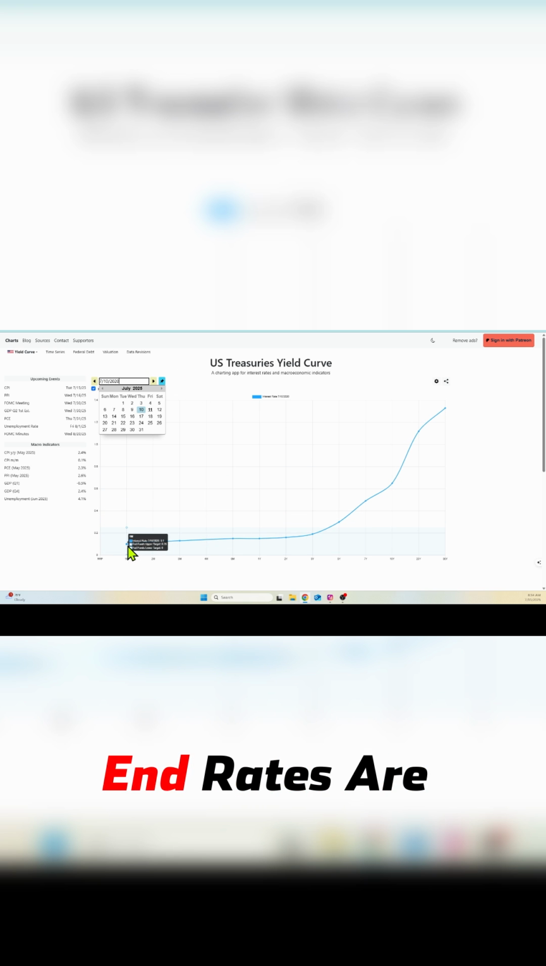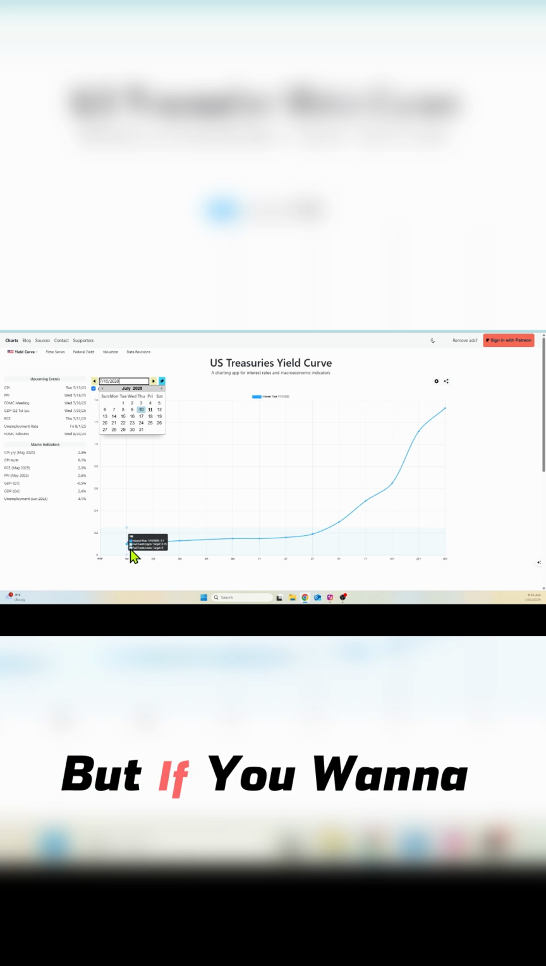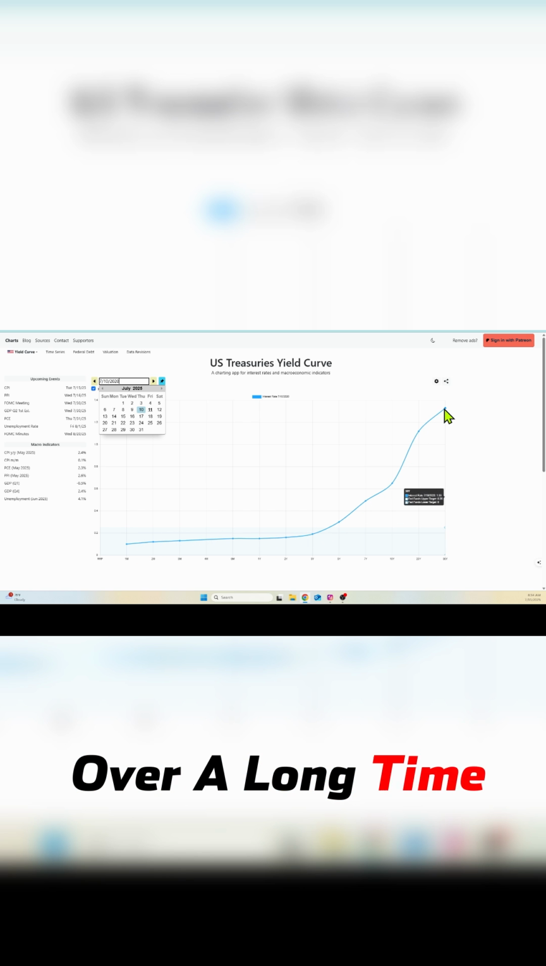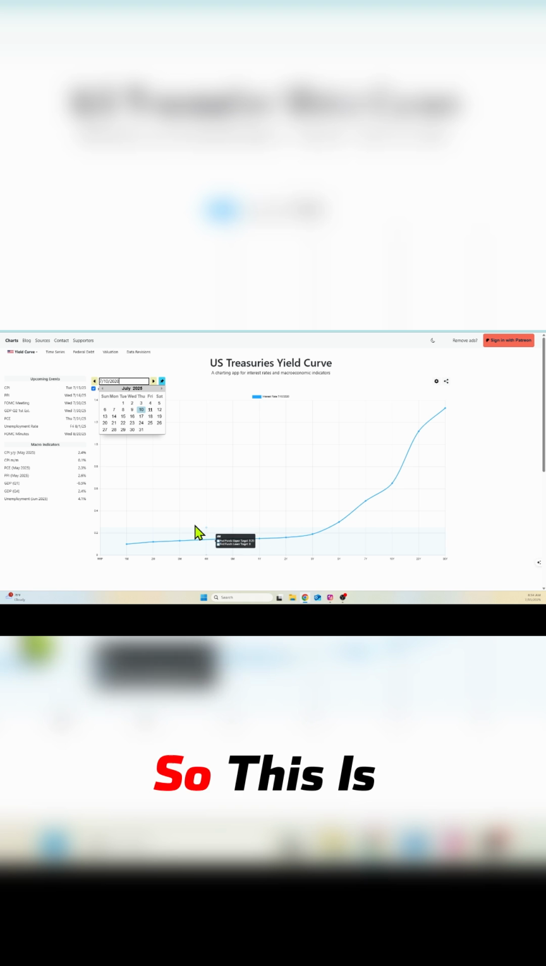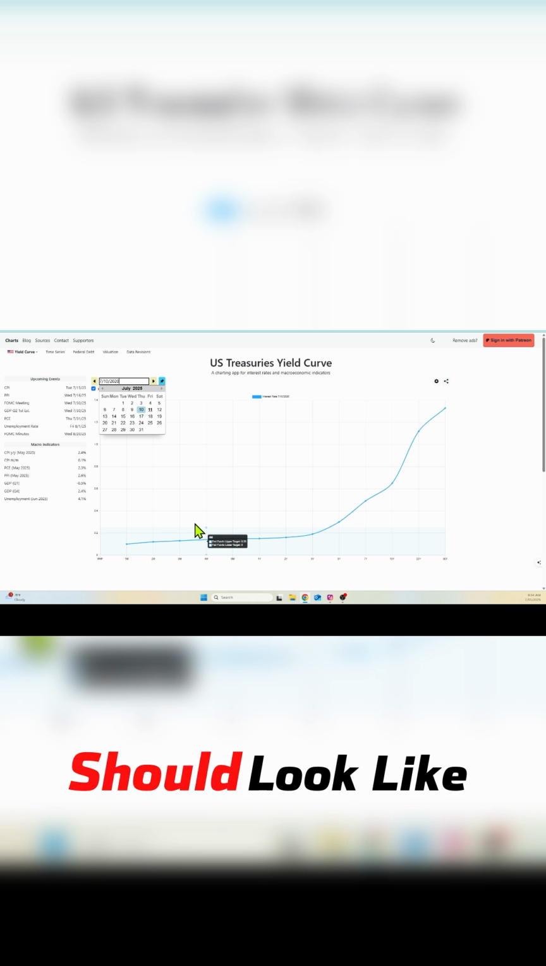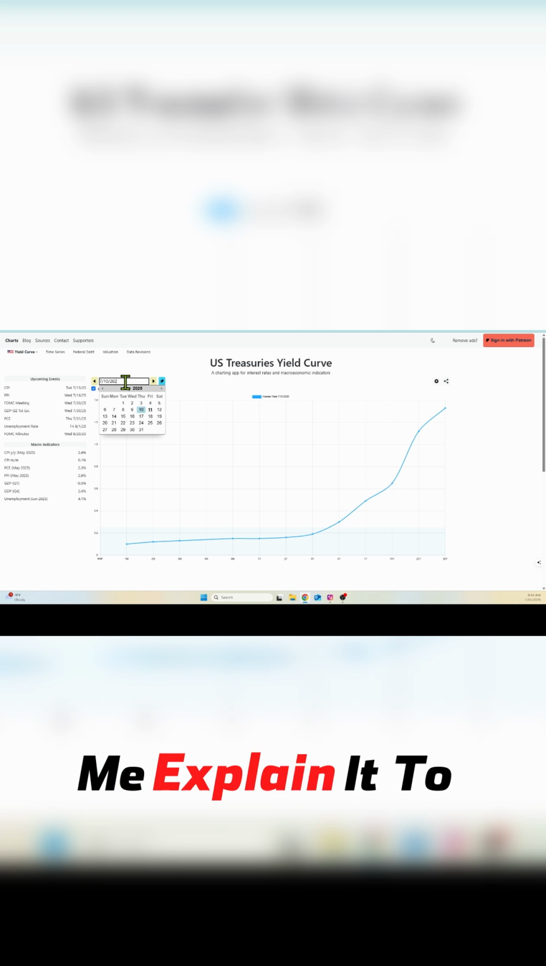So you see short end rates are virtually almost nothing, because if you want to invest for 1 month, you shouldn't really get that much of a return. But if you want to invest your money over a long time, well, you should get a higher return. So this is technically what a yield curve should look like, not this. And let me explain it to you.